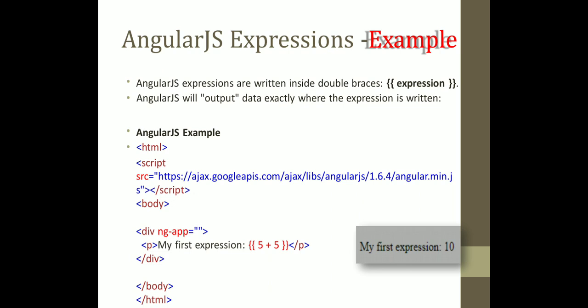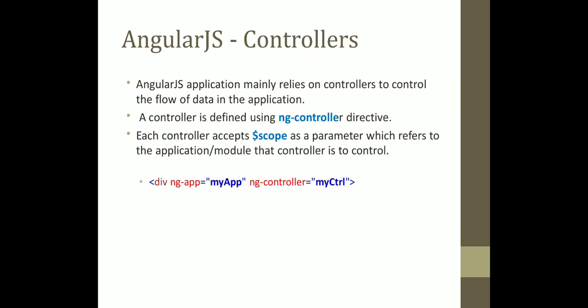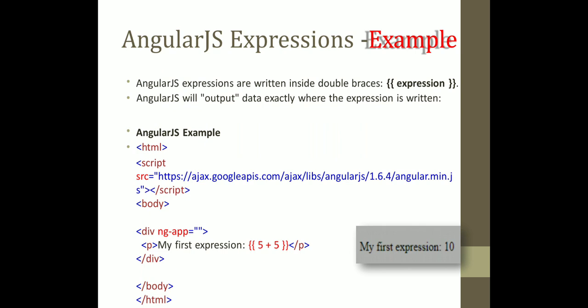Okay, so this is about the expressions. Before moving to controllers, we will see the basic difference between AngularJS expressions and JavaScript expressions. I will just revise you once. AngularJS expressions can be written inside HTML, and JavaScript expressions cannot be written inside HTML. They can be written separately.